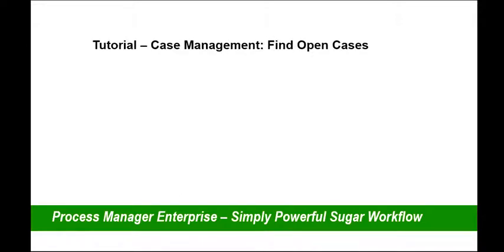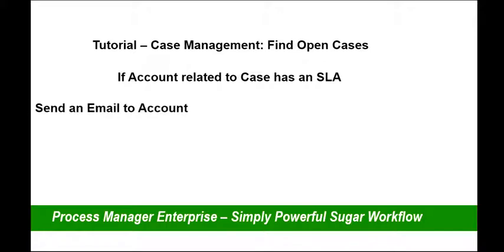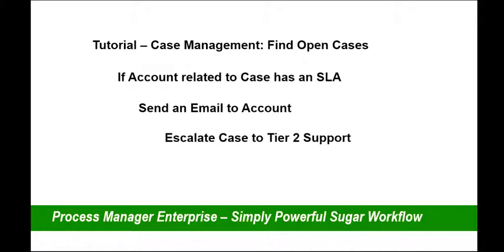So in this tutorial, we're going to base it on cases that are open, that have been open for more than 24 hours, and are related to accounts in which the account has a service level agreement that you have sold them, which entitles them to 24-hour turnaround on open cases. So if it's still open after 24 hours, you want to send an email to the account explaining why, using an email template that you've created, and you want to go ahead and escalate and automatically send that case to the Tier 2 support organization.